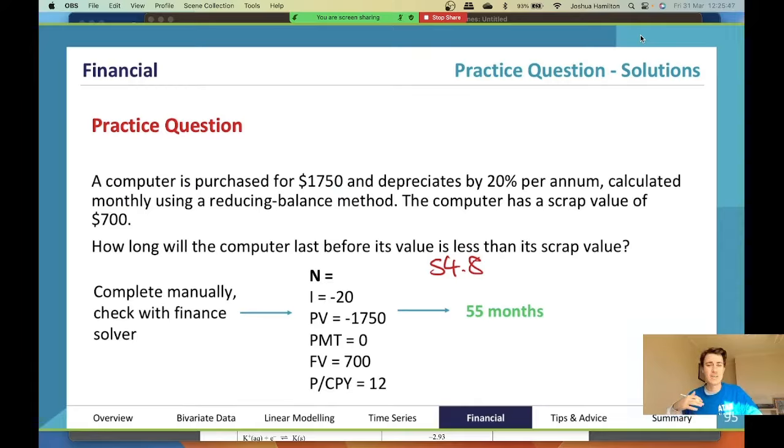you need to be like, all right, I know this is going down. So as this is going down, I need it to be below that value, and it's done monthly. At 54 months, this isn't going to be below the scrap value, but at 55 months it is. So therefore, at 55 months, that is going to be my answer. Not 54.8, because I want to know at the exact month, because you can't be halfway through it, because it's compounded monthly.